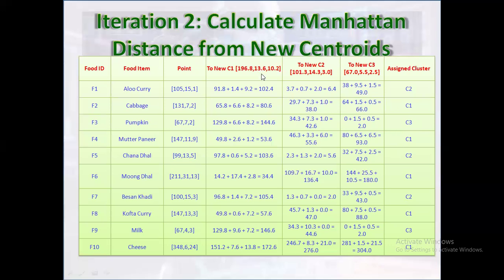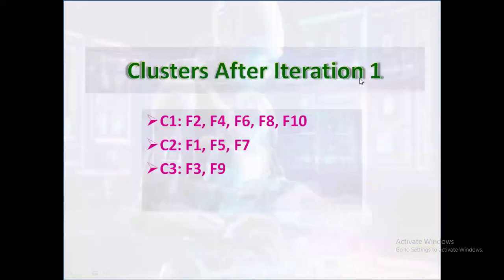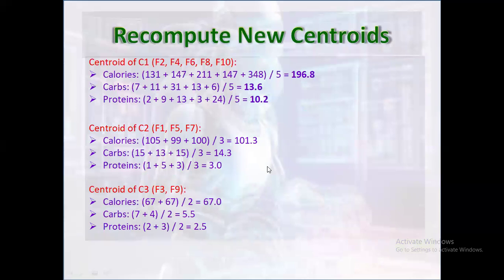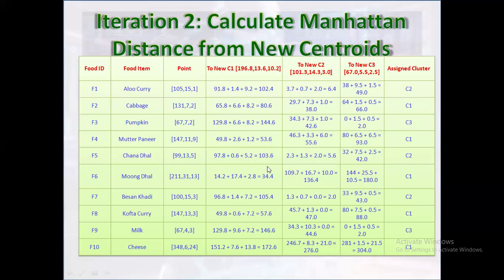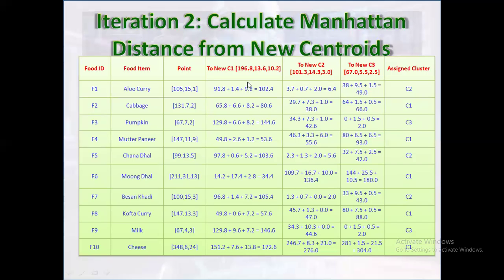See, in the previous case, what centroids did we take initially? 147, 11, 9; 100, 15, 13; 3, 67, 4, 3. After finding out the first iteration, we found out the new centroids. By making use of the new centroids, we found out the Manhattan distance. So these values are known as the updated centroids. Next, this is the distance table. The table shows the distance from each food item to the new centroids. As before, the item is assigned to the cluster with the lowest distance.